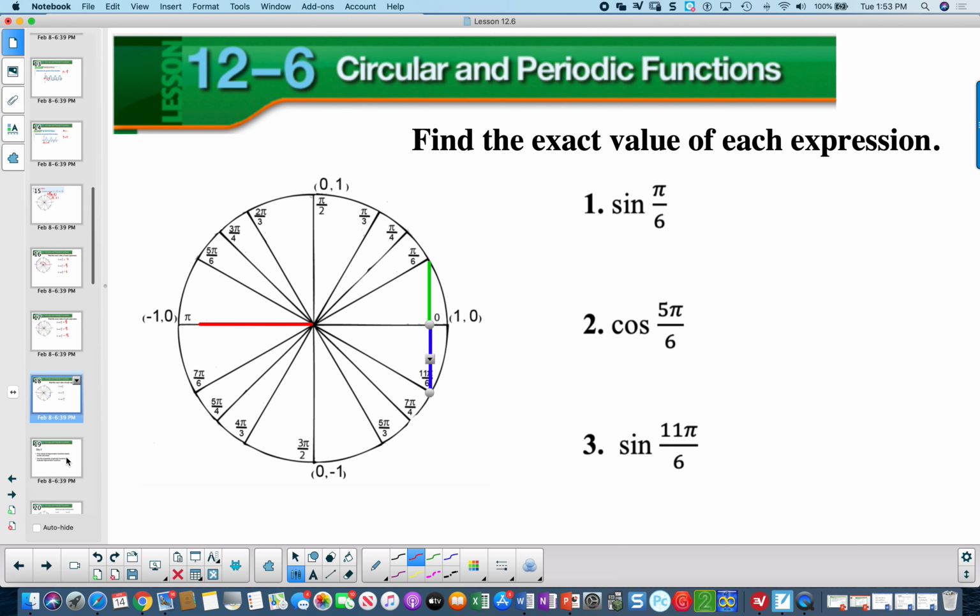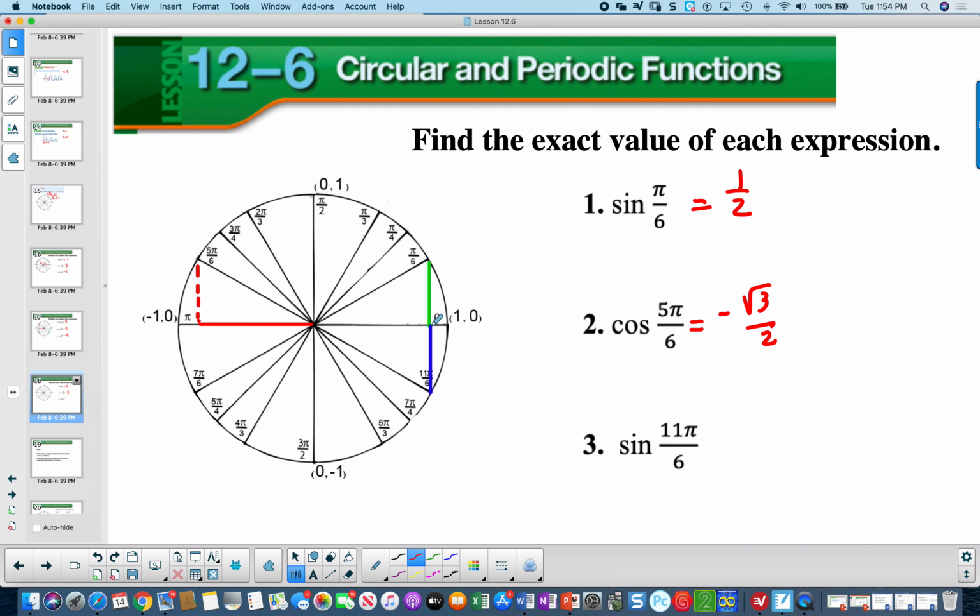Okay, and this is our last one. Sine of pi over 6. Here's pi over 6. The sine is the y-coordinate, which is the short leg, which is 1/2. 5 pi over 6 is right here, and I want the cosine, which is this right here, the x-coordinate. That's the long leg. It'll be root 3 over 2, but remember, it's in the second quadrant, and x's are always negative there.